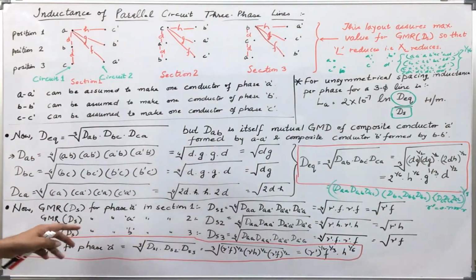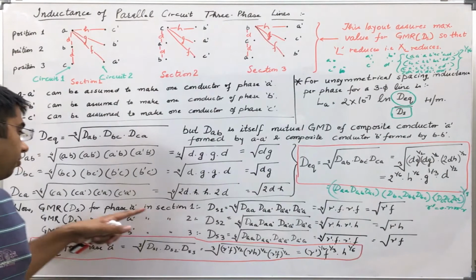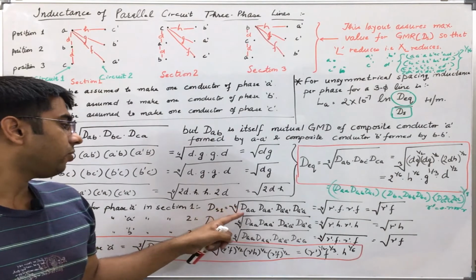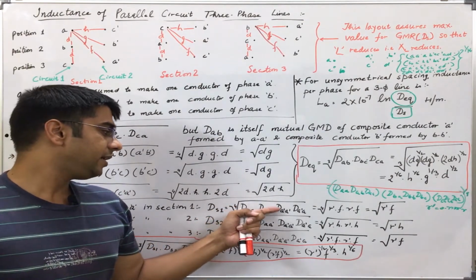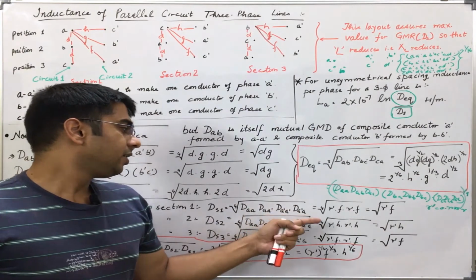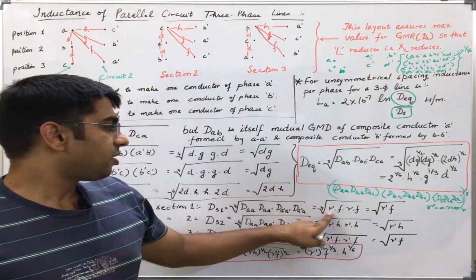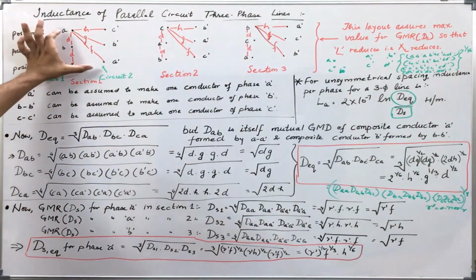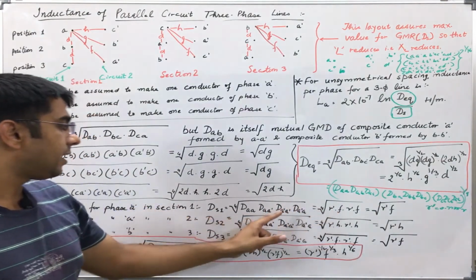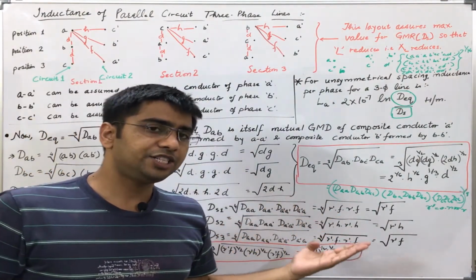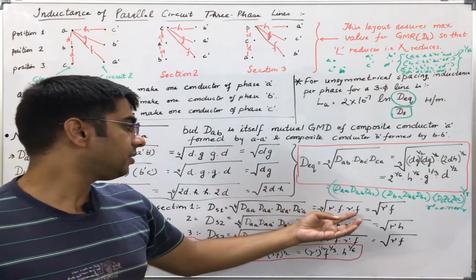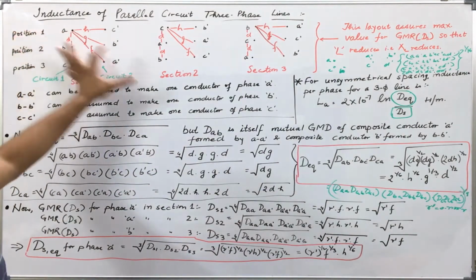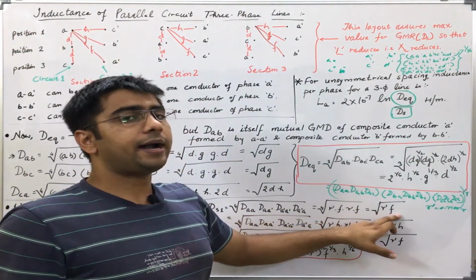So to calculate the value of GMR in section 1 for phase A conductor, DS1 is equal to 1 by 4 power of DAA, DAA dash, DA dash A dash, DA dash A. Now DAA is simply the GMR of this strand, R dash. What is the value of DAA dash? It is F. Now DA dash A dash is again the GMR of the strand only, which is R dash. And DA dash A is still F. So what is the value? Under root of R dash F.